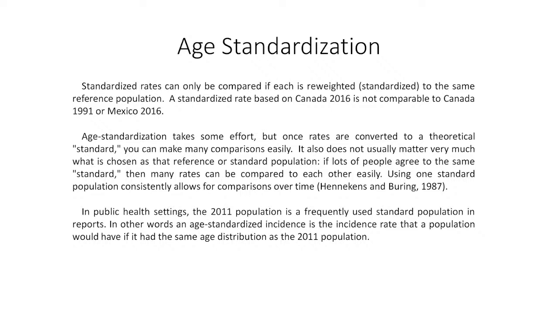In public health settings, the 2011 population is a frequently used standard population in reports. In other words, an age-standardized incidence is the incidence rate that a population would have if it had the same age distribution as the 2011 population.